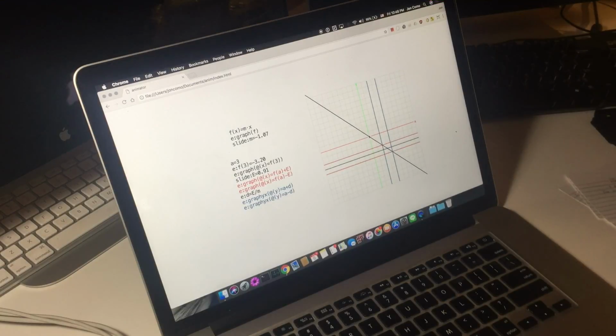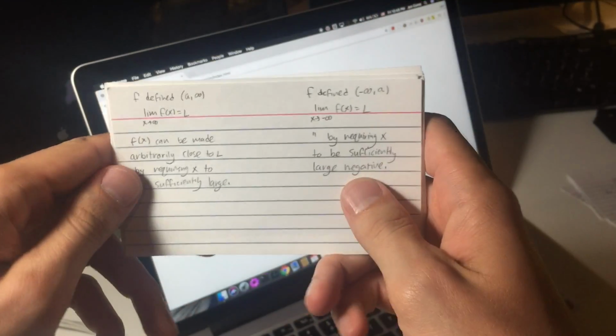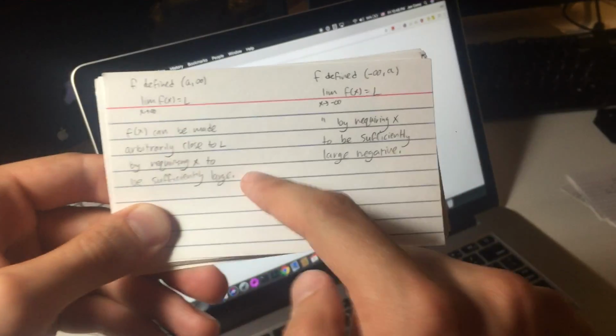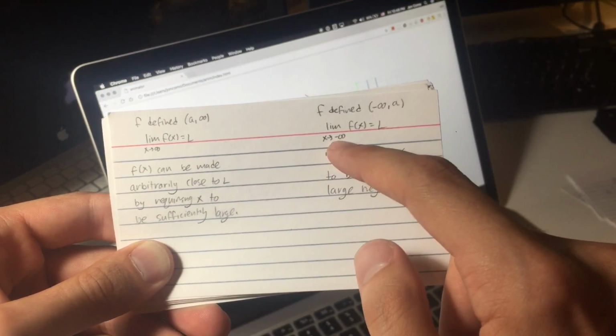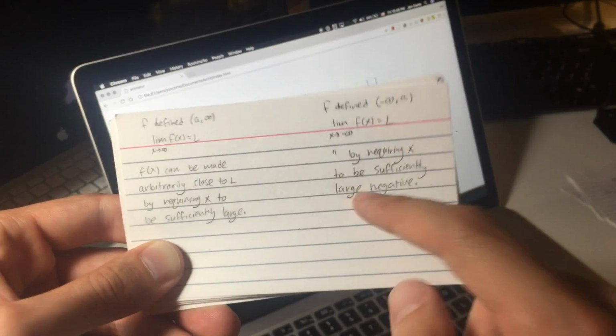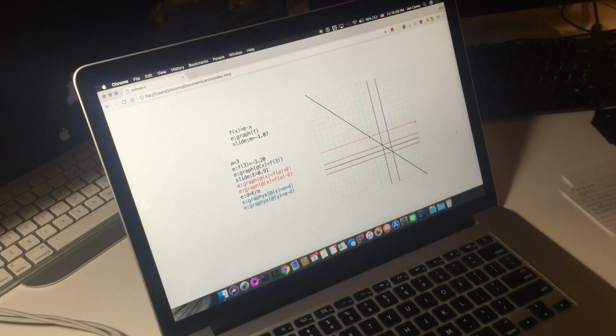So let's look at the intuitive definition first of that same thing. And all it's saying is we can make the output as close as we want to L by making x really large. Or over here in this case where x is going to negative infinity, we can make f of x really close to L by making x really large negative, going towards negative infinity. Okay.